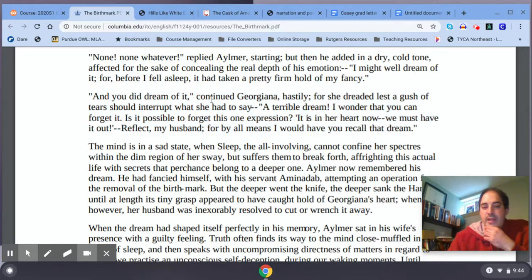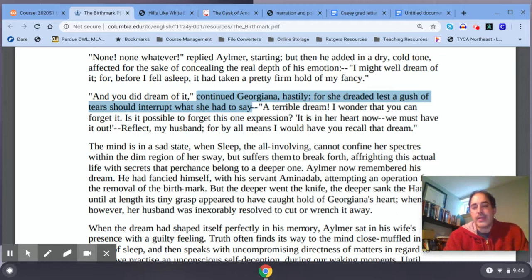Let me just highlight the narrative here. Continued Georgiana hastily, for she dreaded lest a gush of tears should interrupt what she had to say. Now, this sort of archaic language aside, it's pretty clear what the narrator is saying. She's speaking hastily, quickly, and that's something we could observe. But the reason she's speaking quickly is something you could only know if you know what she's thinking. And why is she speaking quickly? For she dreaded lest a gush of tears should interrupt what she had to say, because she's worried that at any minute she's going to start crying hysterically because she's so upset by the subject matter.